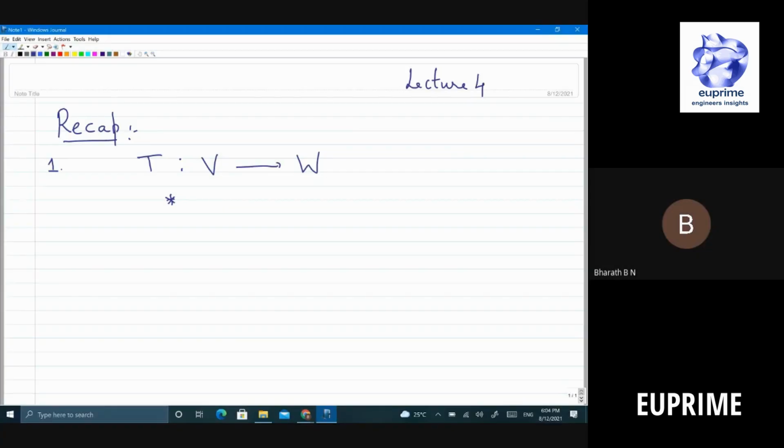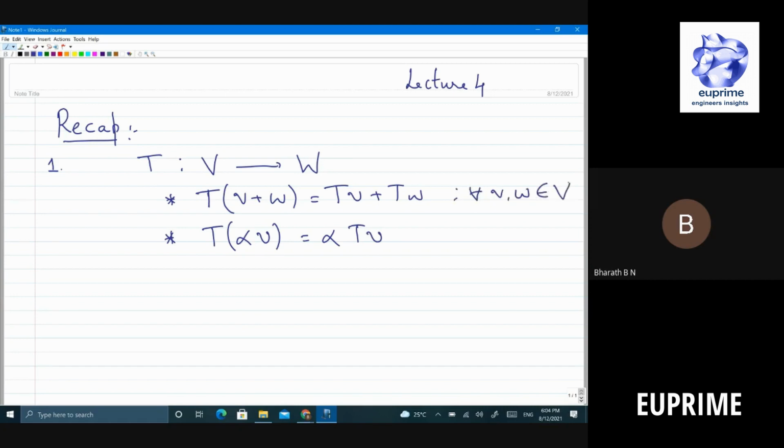Add them up and transform, that is T of V plus W, it will be TV plus TW, right? And similarly, if you take a vector, scale, and then transform, it's as good as transforming and scaling, right? So alpha times V would be alpha times transformation of V. This is true for all V, W in V. I think I should have used, let me use U instead.